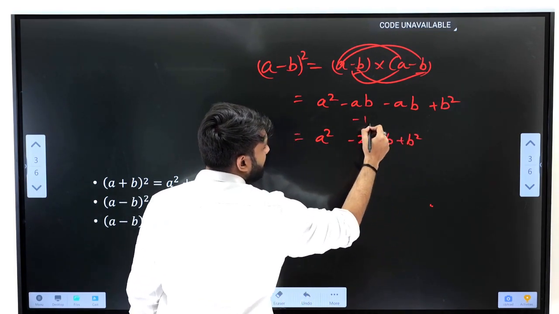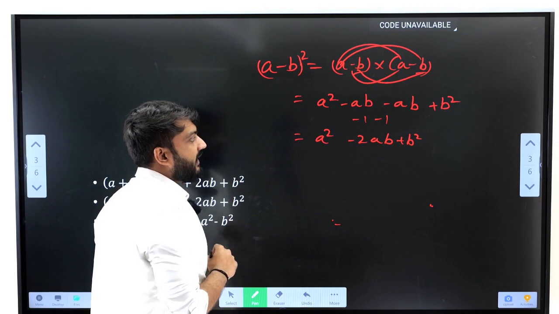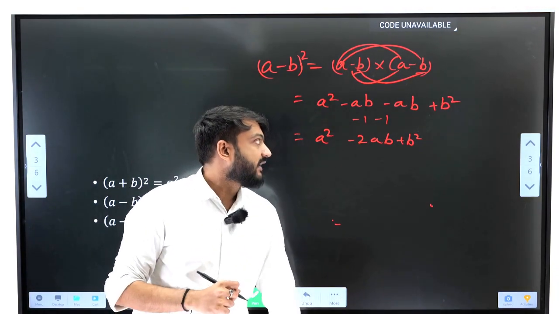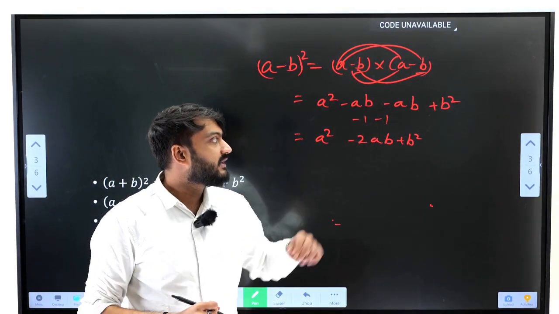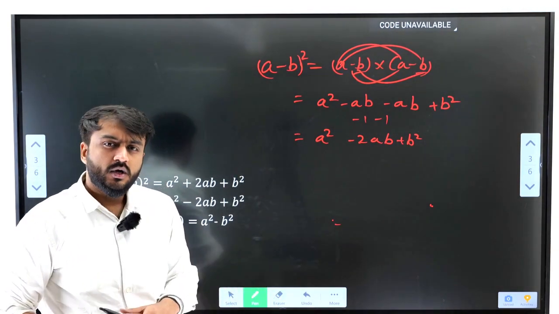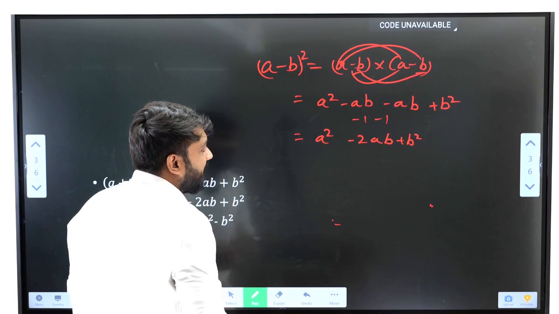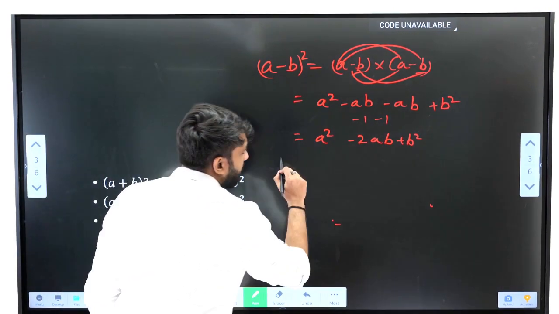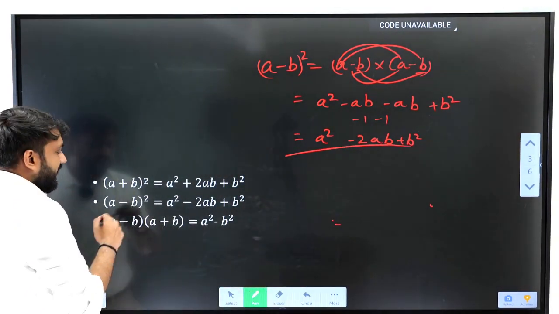You can think of this as negative 1 and negative 1. So minus 1 and minus 1 gives you a minus 2. So this is minus 1 AB and this is minus 1 AB, which will end up giving us a negative 2 AB. So a square minus 2 AB plus b square is therefore the expansion of (a minus b) the whole square.